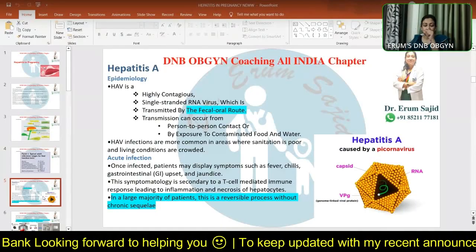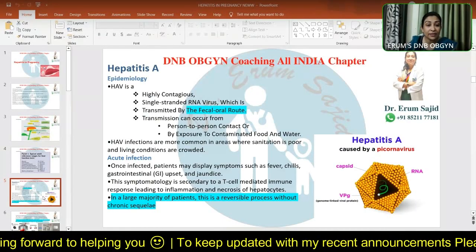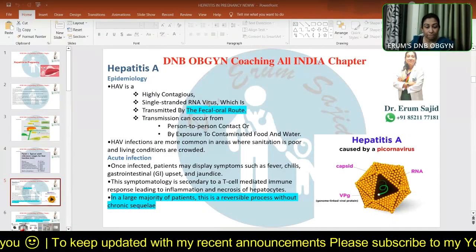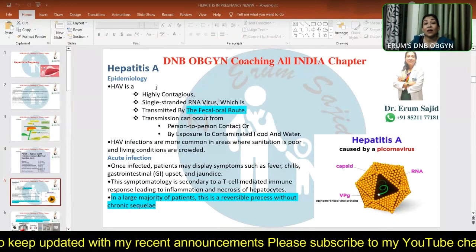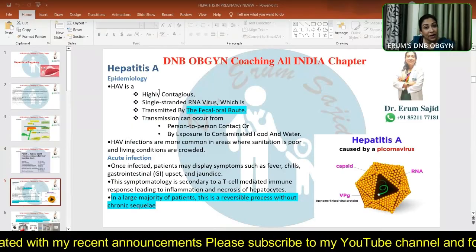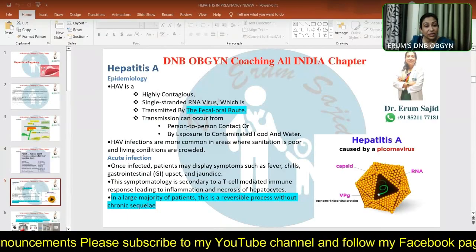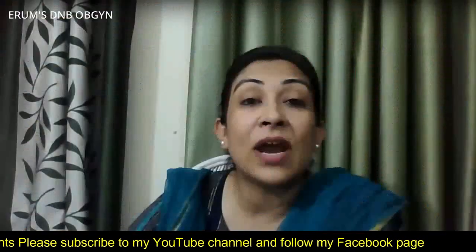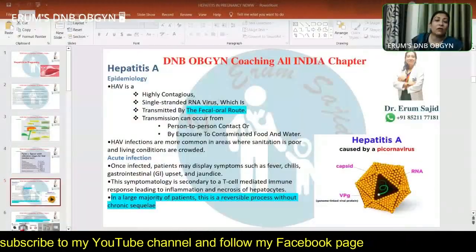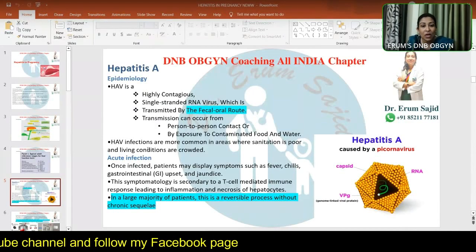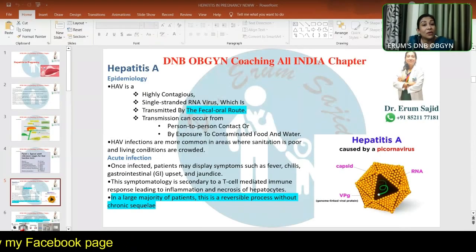So with this background in mind, guys, let's start with the first hepatitis, which is hepatitis A. Hepatitis A, how many of us have really seen hepatitis A cases? But usually it is very, very common. It's very contagious, very common. And it's a single-stranded RNA virus. Usually all the RNA viruses that we have studied were all single-stranded, right? So single-stranded RNA virus, and it's transmitted by the fecal-oral route.